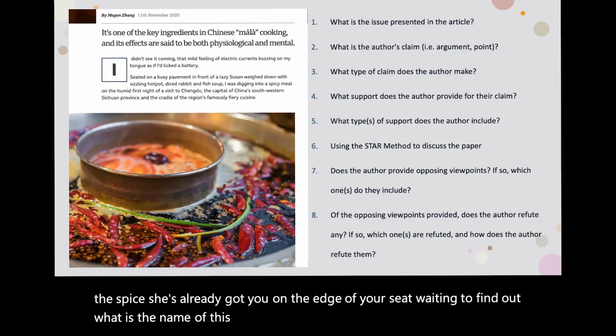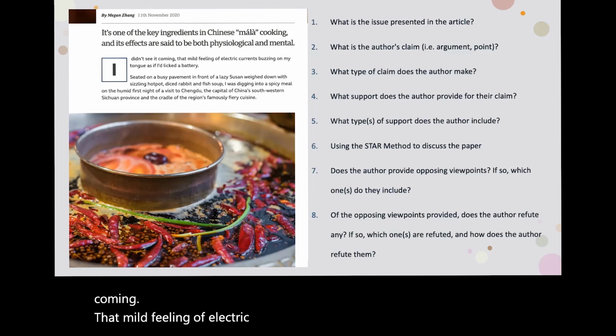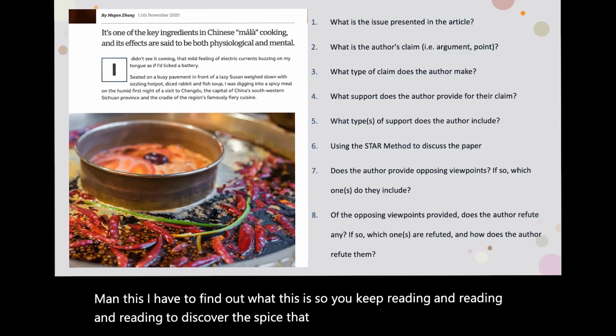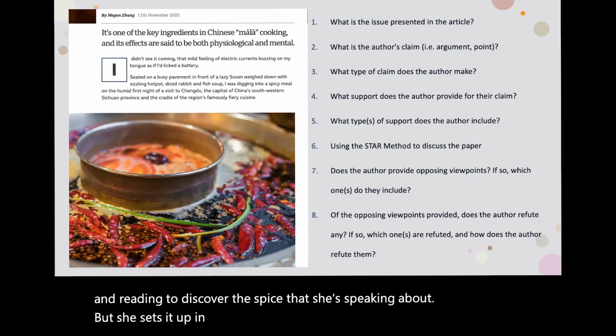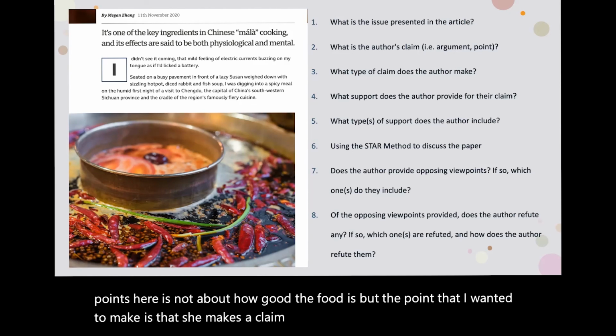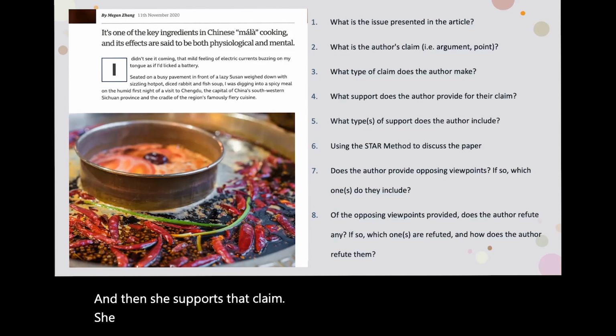She goes further to say, I didn't see it coming. That mild feeling of electric currents buzzing on my tongue as if I'd licked a battery. Man, I have to find out what this is. So you keep reading to discover the spice that she's speaking about. But she sets it up in a way that she goes back to making her points. Her point here is not about how good the food is, but that she makes a claim that it's both physiological and mental, and then she supports that claim. She describes it in a physiological way, and in a mental way also.